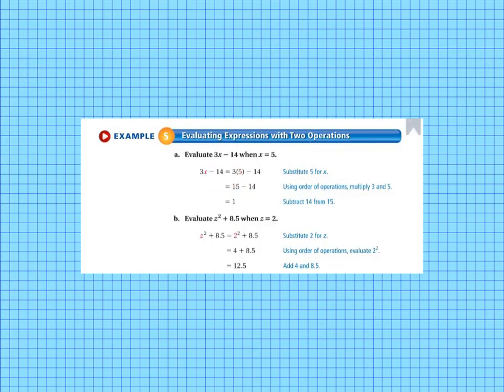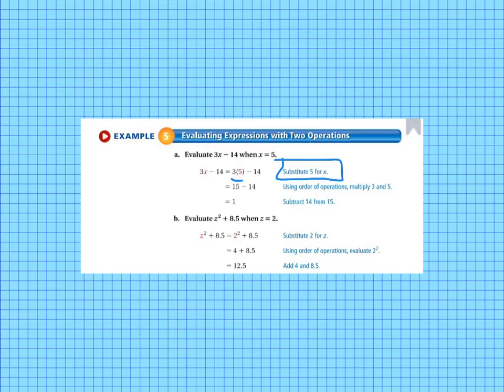Example number 5. We are evaluating expressions with 2 operations. So we have 3x minus 14 and x equals 5. So we're going to substitute 5 for x. So we rewrite our expression. So now instead of 3 times x, we have 3 times 5 minus 14.